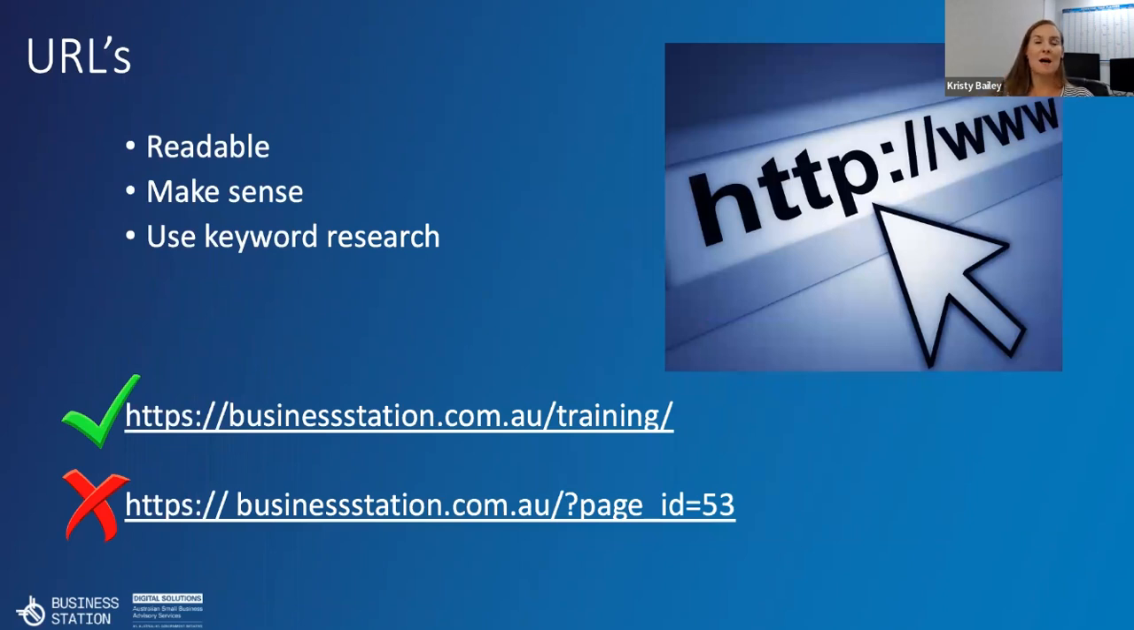So your URLs, they should be readable, they should make sense, and they should be based on your keyword research. So conduct your keyword research and then start labeling your URLs accordingly. So in this example, you can see there's businessstation.com.au/training, a good option. A not so good option is sometimes when you've got a content management system, you might create a new page and it gives you some kind of code as opposed to being a readable word or term that makes sense. So that one's pretty straightforward.